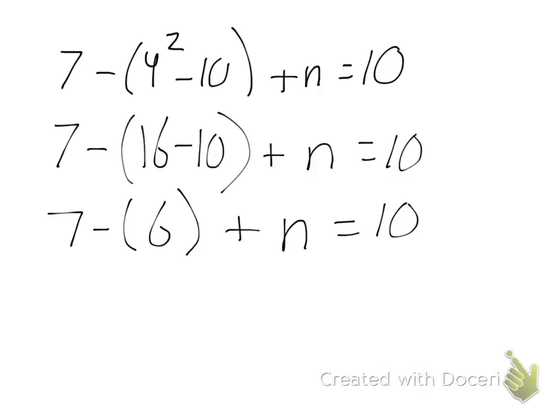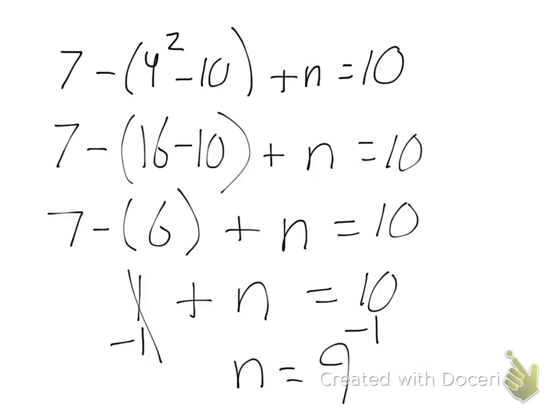And what's 7 minus 6? 1. Now, I'm just going one step at a time. Now, the book actually stops here. The book wants to say, you tell me the value. 1 plus what is 10? It's 9. So we're going to use that intuition, but I don't want to just stop there. I want to use that idea, that golden rule, that what I do to one side, I do to the other. I want to get n by itself. To get n by itself, I will subtract 1 from both sides of the equation. So n equals 9.